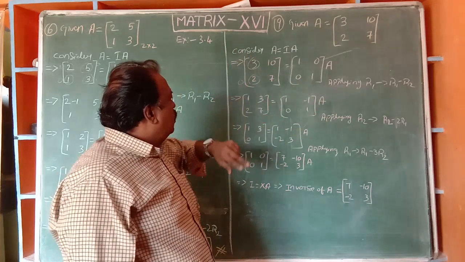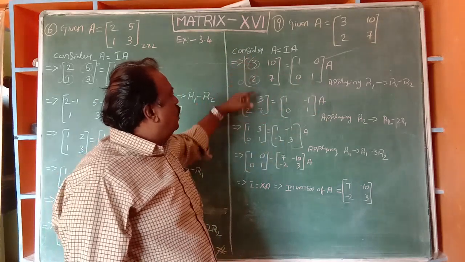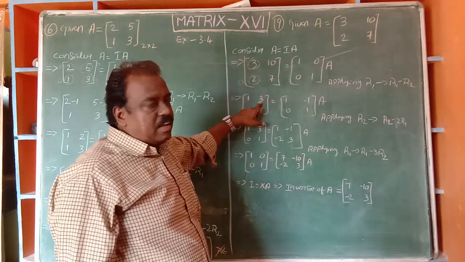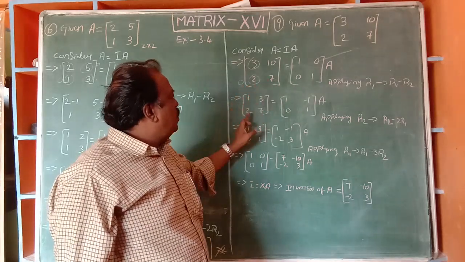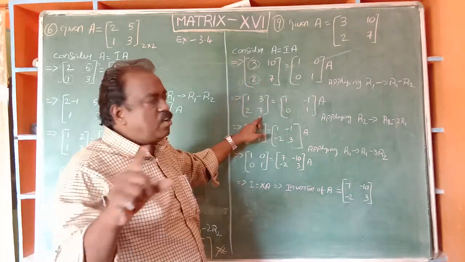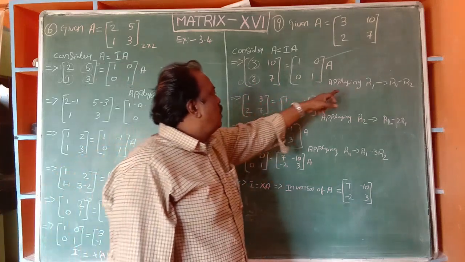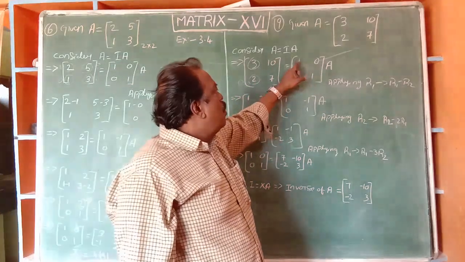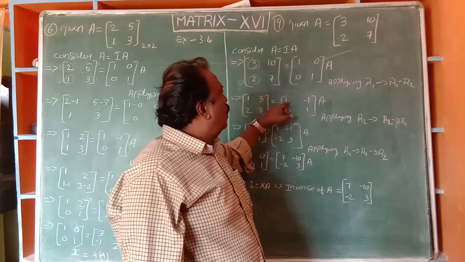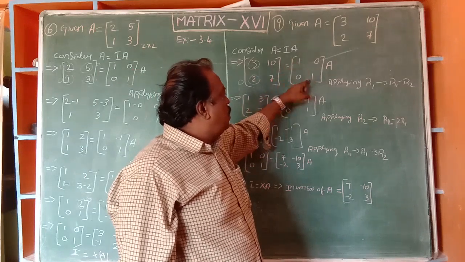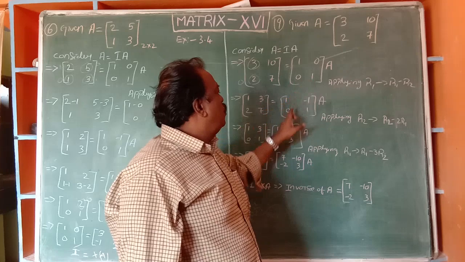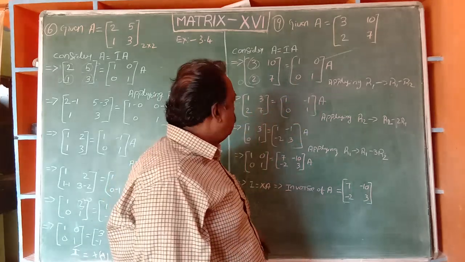So 3 minus 2 is 1. 10 minus 7 is 3. And the second row is as it is, unaltered. It will not be changed. We are only applying it to row 1. Here also the same application. 1 minus 0, 1. 0 minus 1, minus 1. And it is 0, 1 as it is in the A.